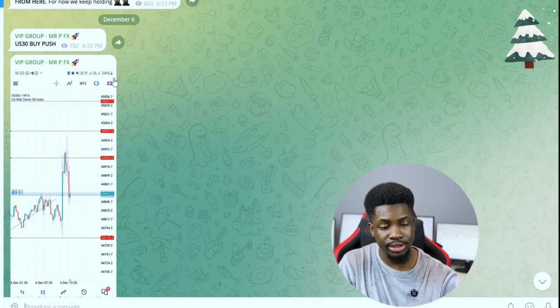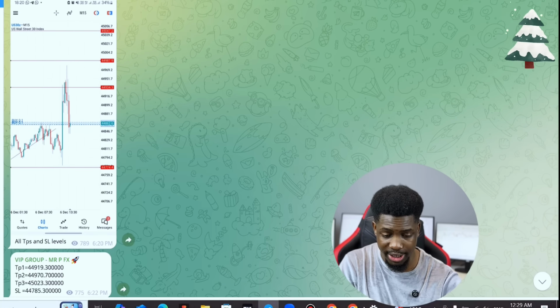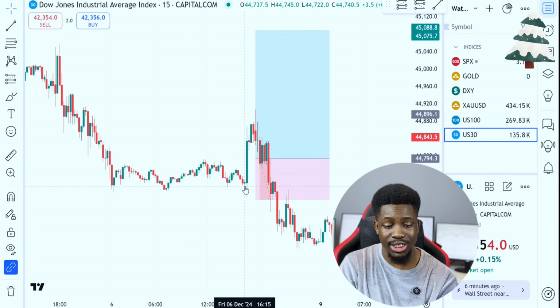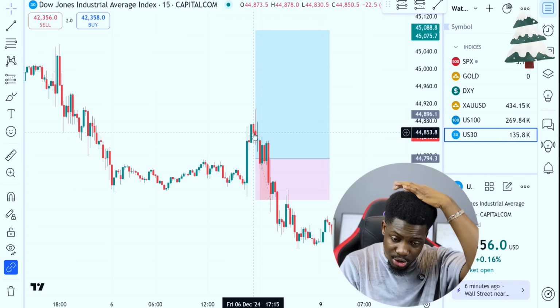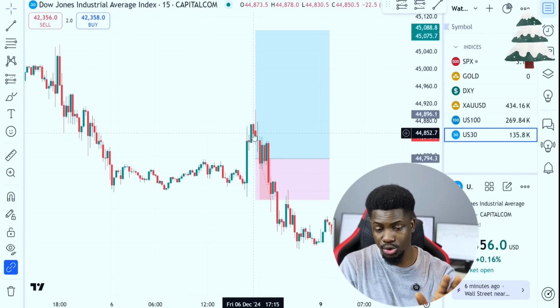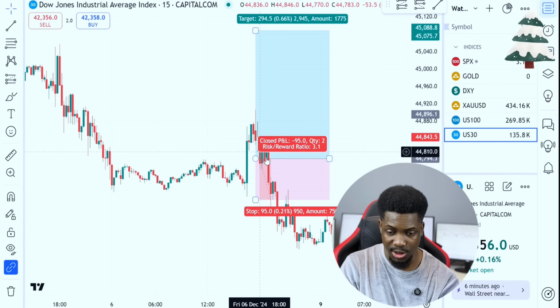Right now, we just gave another trade on US30. This was a buy push trade. We had a massive bullish engulfing candlestick here, right? And then after which we had another confirmation at about the spot. So what was supposed to occur was simple. It was supposed to drop down towards a particular range at about the spot, right?